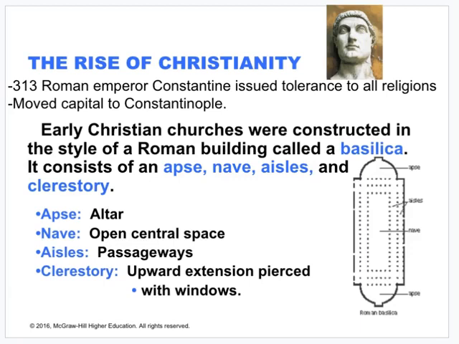So then this slide is talking about post-Constantine's edict. And so we have the rise of Christianity. 313. Roman Emperor Constantine issued tolerance to all religions, and he moved the capital to Constantinople, from Rome to Constantinople.